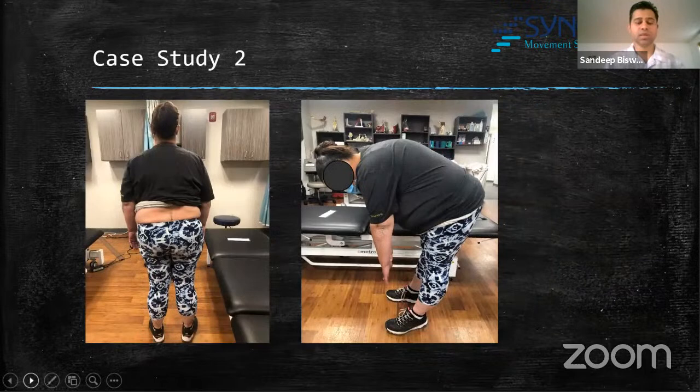Okay, this is a patient who came post L4, L5 lumbar fusion. She was in a tremendous amount of pain, not able to bend down. You can see on the image to your right how the thoracolumbar fascia is not letting go, and there is no reversal of lumbar lordosis. You can see almost a flat table-like orientation of the lumbar spine.